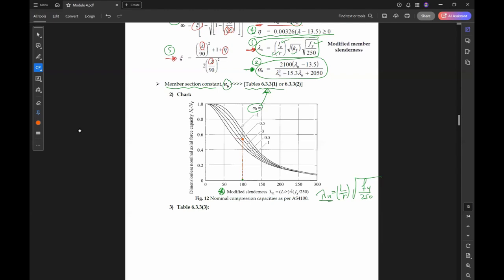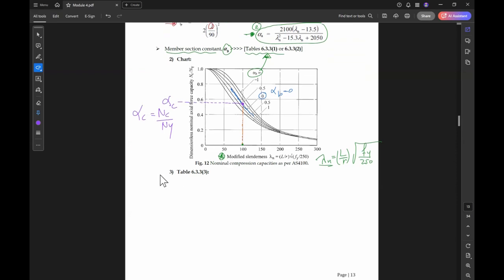So you intersect with this one here. I select this one, just an example here. So this is 0. So if alpha b equal to 0, this is our chart, our plot. If we go horizontally from this point here, the intersection point, this is the value of alpha c, where alpha c equal to Nc over Ns. I think this is much easier.